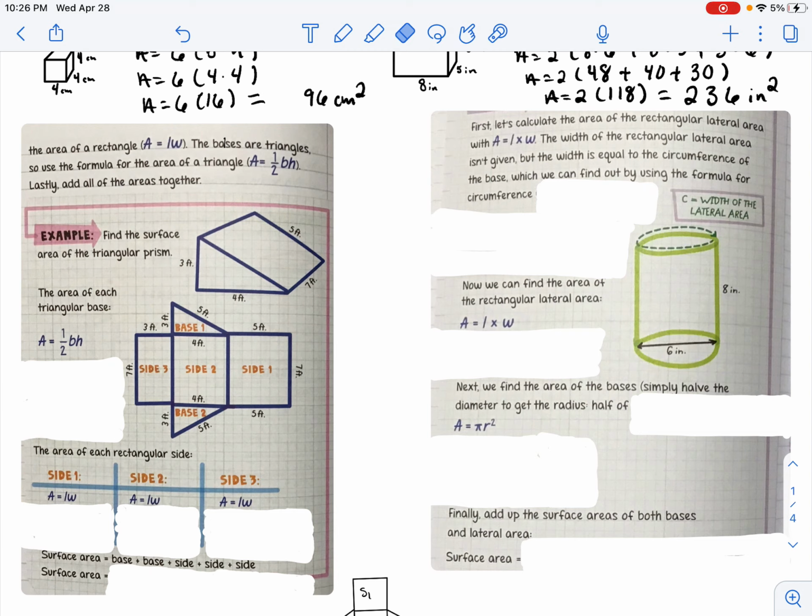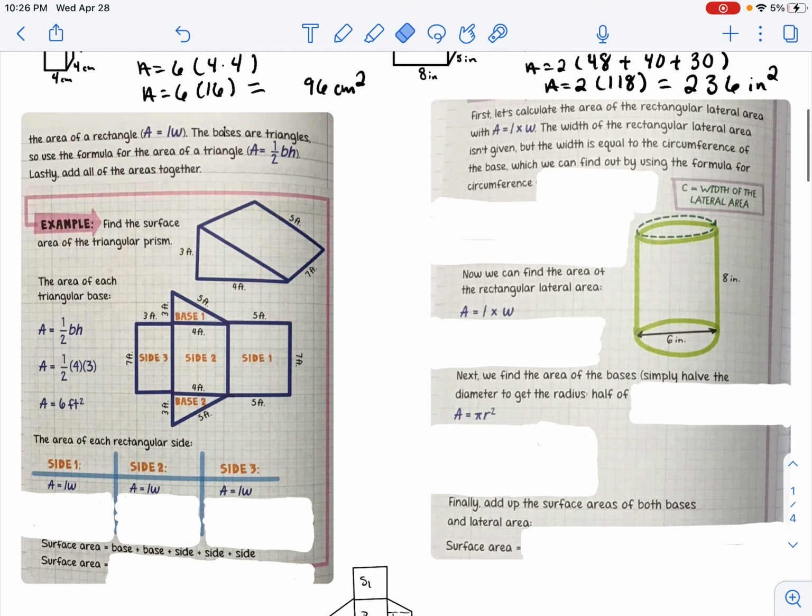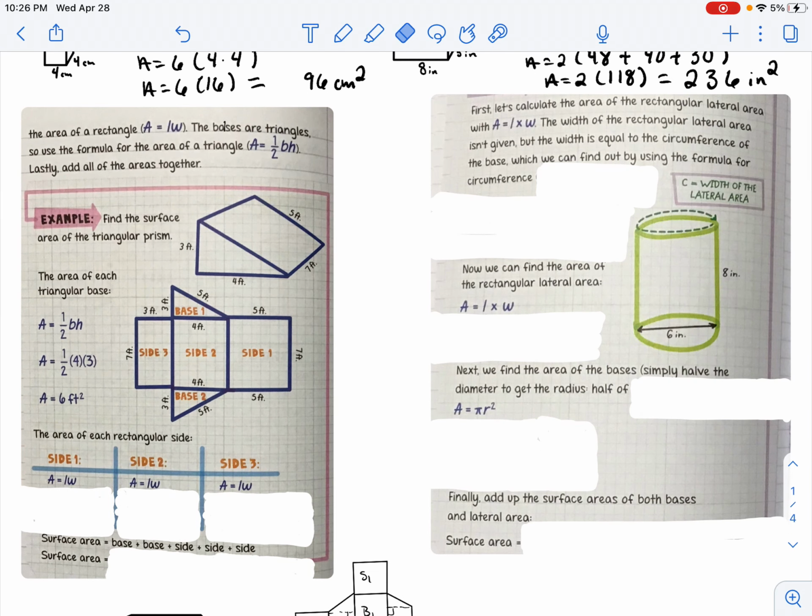So area of the triangle is 1/2 base times height. So our base is 4, our height is 3. So 1/2 of 4 times 3. 4 times 3 is 12. Half of that is going to be 6. Okay, so we've found our area of our 2 triangles here. So base 1 and base 2. Okay, so what's left is to find the areas of our 3 rectangles.